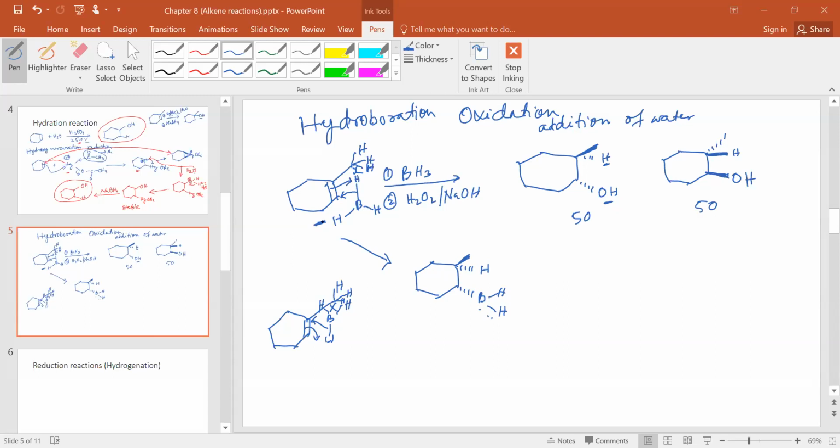Now the second step will be oxidation, hydrogen peroxide and sodium hydroxide. So you need not worry about this mechanism. But the first step mechanism you should know.